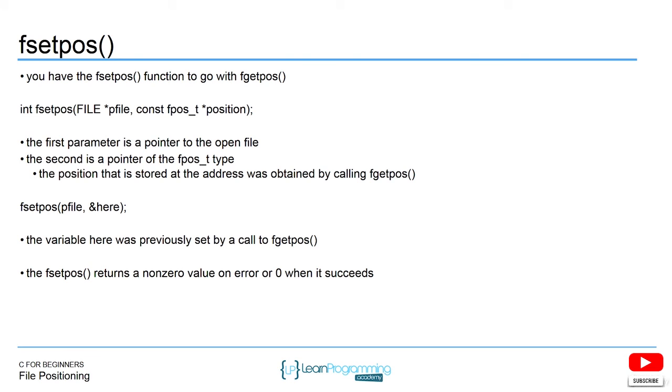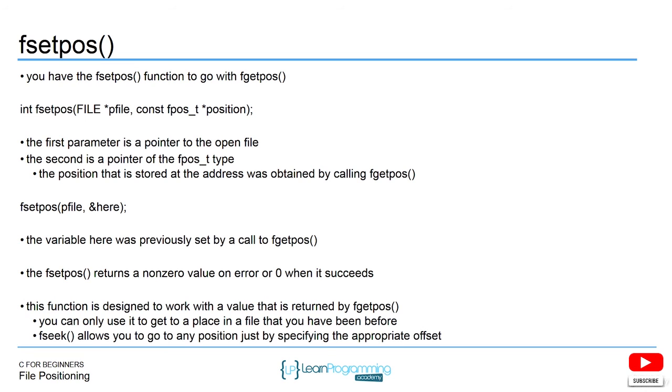fsetpos returns a non-zero value on error or 0 when it is successful. This function is designed to work with a value that is returned by fgetpos. So you can only use it to get back to a place in the file that you have been before. fseek allows you to go to any position just by specifying the appropriate offset.